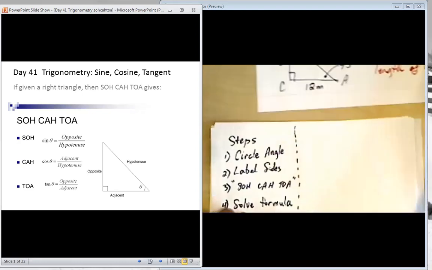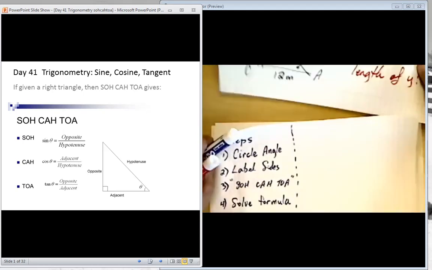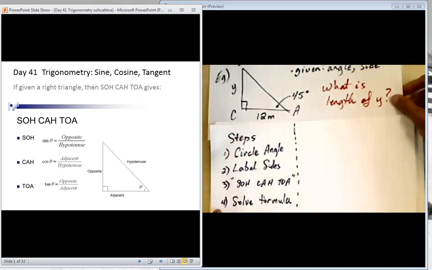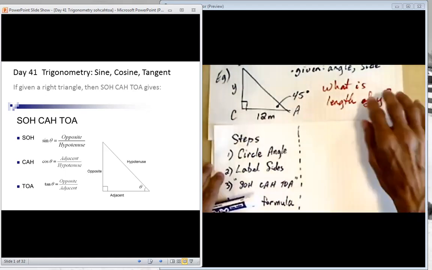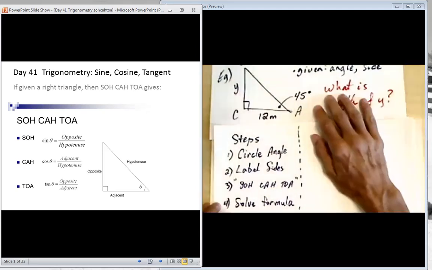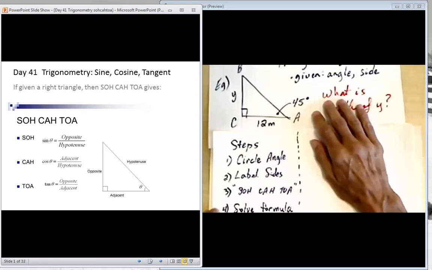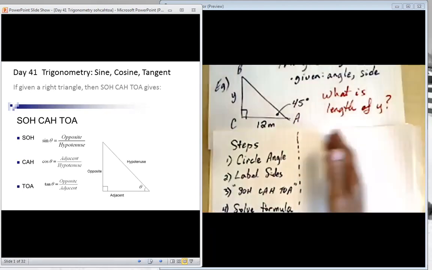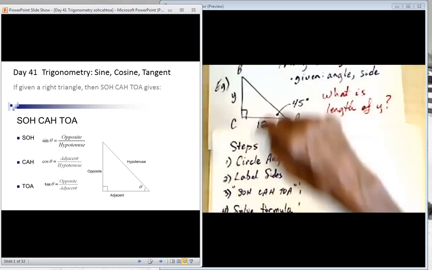Okay, pretty good. Okay, good people. So I'm going to show the solution here on this side so you can see it match up with the steps and the triangle that we have drawn there.